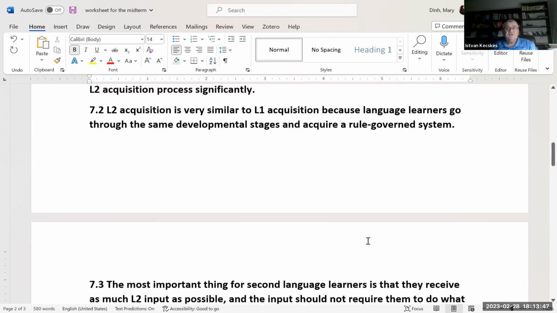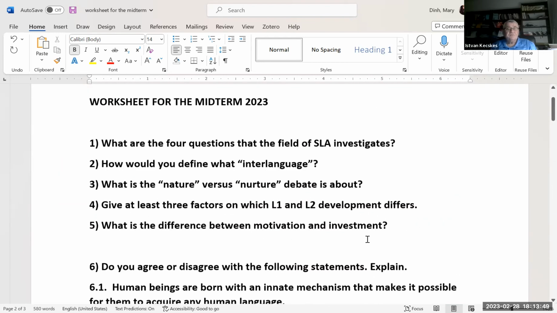So let's start at the beginning where there are some direct questions. Okay, so what are the 4 questions that the field of second language acquisition investigates? So we mentioned 4 different questions when we started the class, and it's also on the worksheet. So everything is on the worksheet and the summary that I gave you 2 weeks ago. So there is nothing new there.